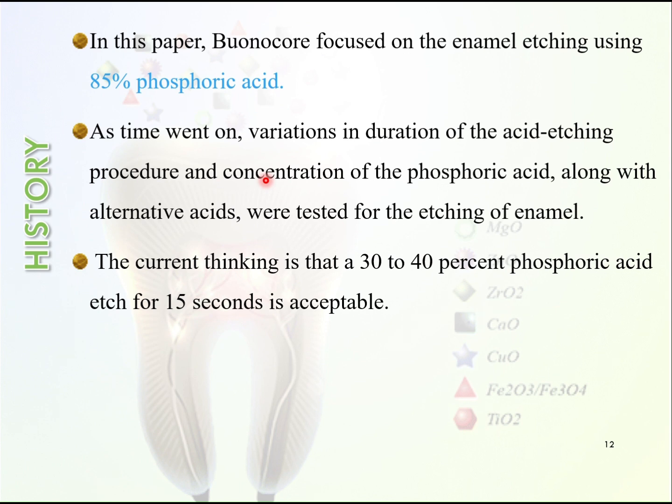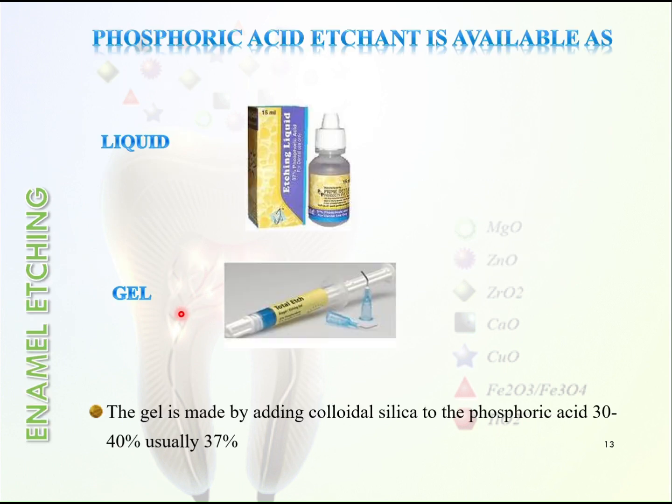Nowadays, as we all know, different types of acids have come up and the concentration of acids also differs. Nowadays we are using 30 to 40% phosphoric acid for just 15 seconds. Phosphoric acid is available in liquid and gel form. The gel is made by adding colloidal silica to phosphoric acid and can be 30 to 40%.